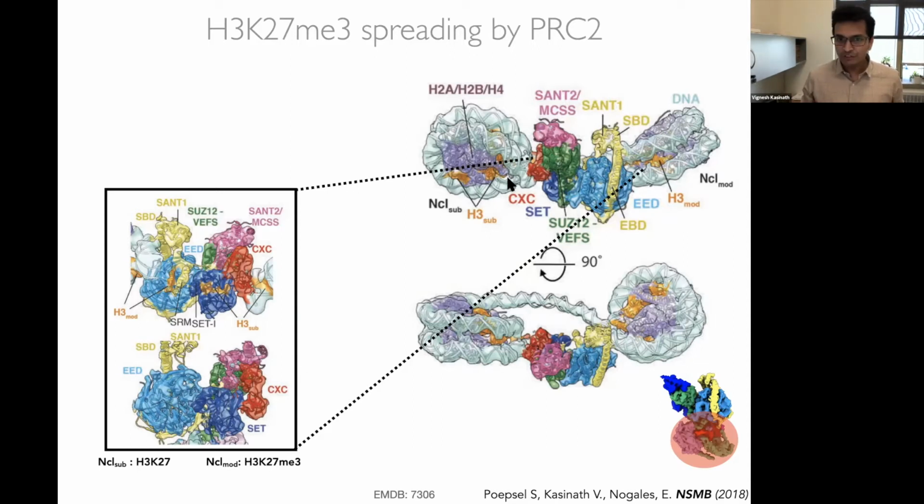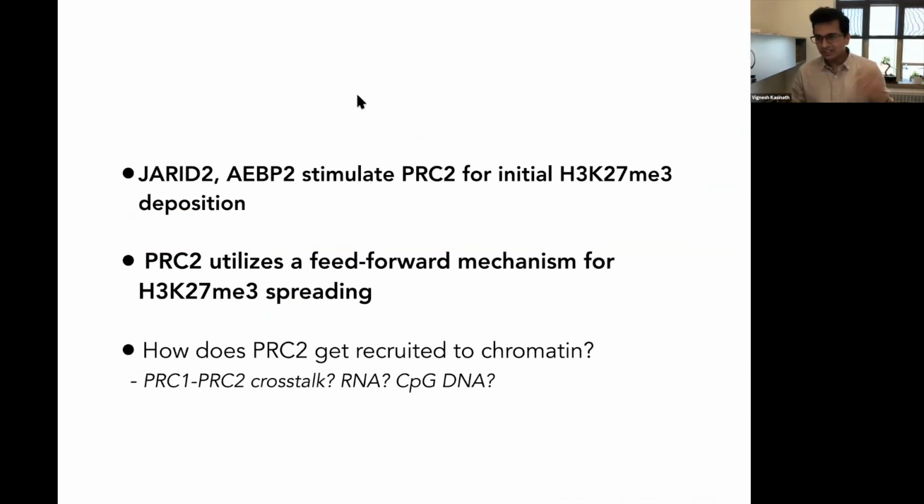But this essentially confirmed what we had observed for the case of JARID2 as well, where the nucleosome which contains the trimethylated H3K27 was bound to the allosteric site, whereas a substrate nucleosome, which contains the unmodified H3K27, is threaded into the catalytic site. Okay, so this could be one of the plausible mechanisms. This may not be the only mechanism by which PRC2 is spreading H3K27, but it could be one of the plausible mechanisms. And this is classic in terms of a feed-forward mechanism, where it recognizes its own product, gets activated, and deposits a new mark on the neighboring nucleosome.